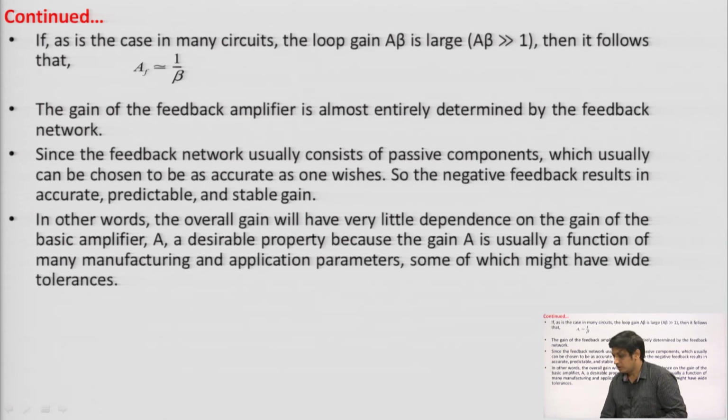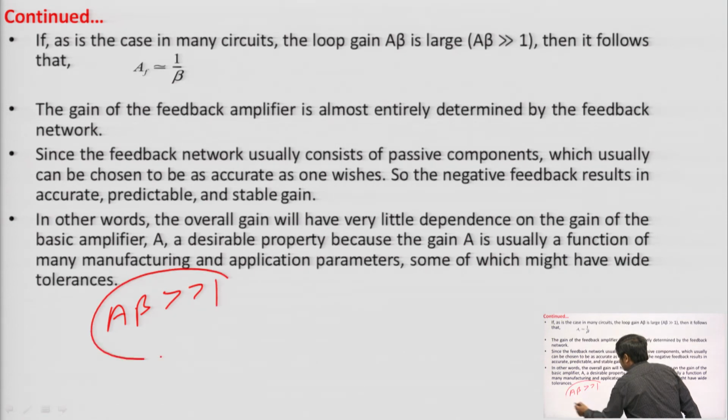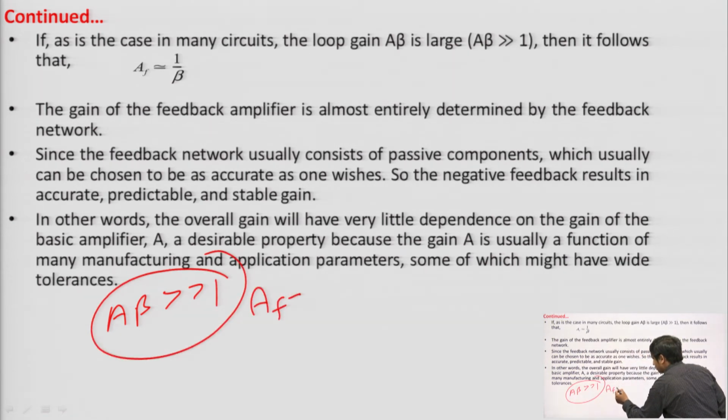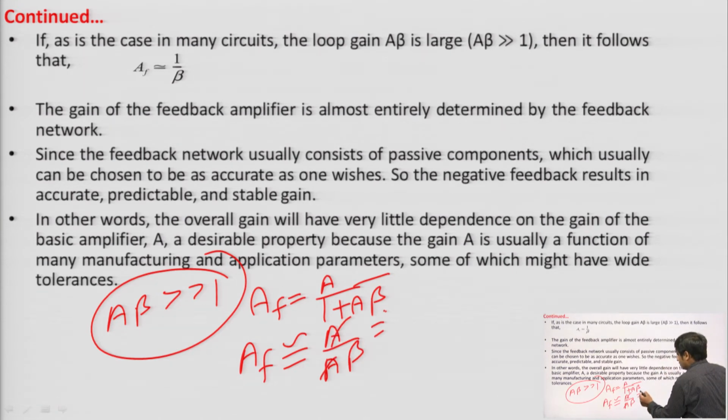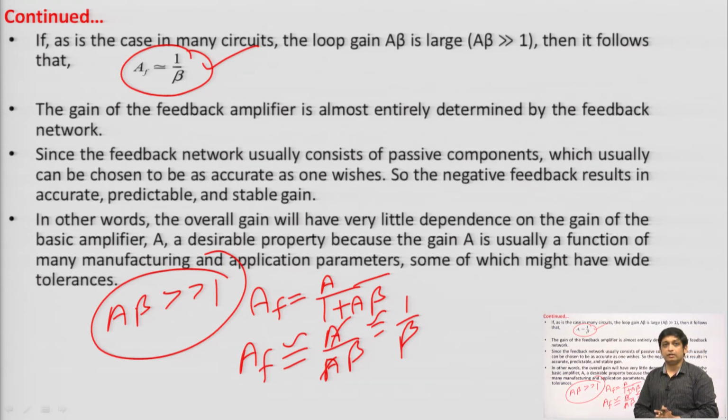Now, if your A beta is very much greater than 1, then what happens? Since AF is equal to A upon 1 plus A beta, and if A beta is very much greater than 1, then we can write the closed loop gain as A upon A beta, A cancels out, so it will be approximately equal to 1 by beta. So, the point is that when the loop gain is large, your closed loop gain will be 1 by beta, that is the important thing. It means that when your loop gain is high, your closed loop gain is independent of the gain of your basic amplifier, that is an important result.